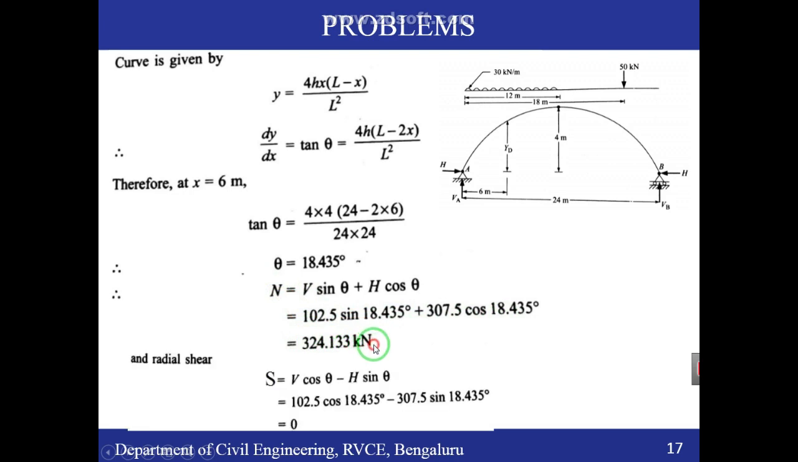And also in the calculation of radial shear, we have to calculate S, that is radial shear, equal to V cos theta minus H sin theta. Once you substitute the values, you can notice that the radial shear will be equal to 0.